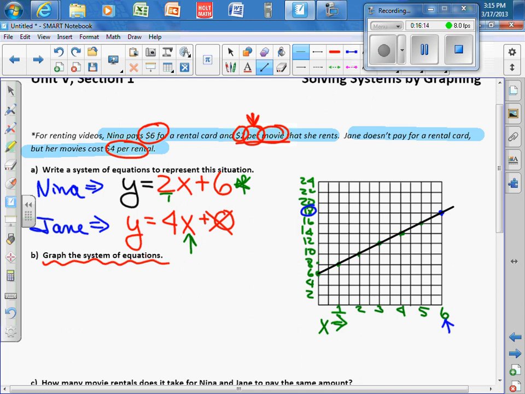Now, she doesn't pay for her rental card, so it's going to be 0. But she pays $4 for every rental. So we're going to go up here to 4 and over 1. Up 4 and over 1. Up $4, run 1. So her video rental line is going to look like that.